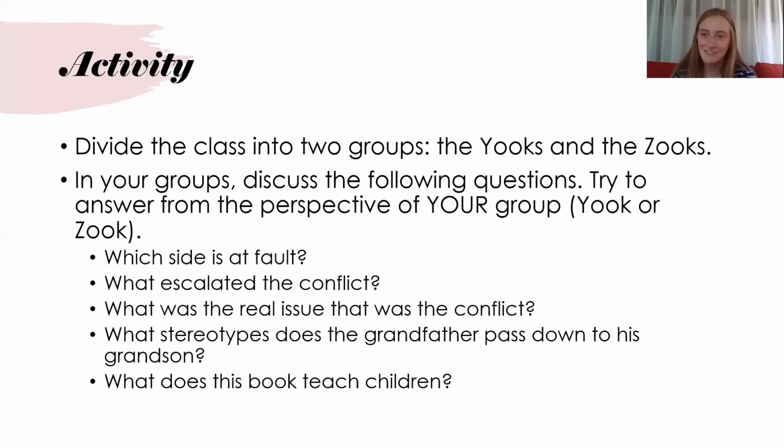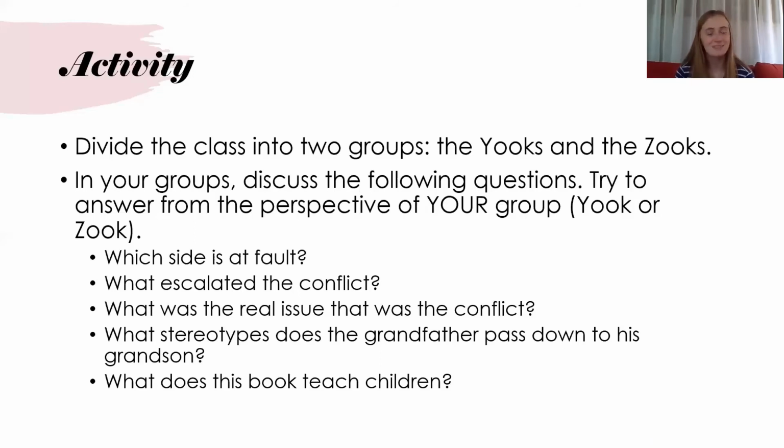Now the activity I have for you guys to do is I want you to divide up into two groups. Whether you just want to part right down the middle or if your teacher wants to divide you up, however you guys want to do that, I'm fine with it. But one group needs to be the Yooks and one needs to be the Zooks. Then in your groups, I want you to discuss the following questions. As you're answering them, try to answer from the perspective of your group. So if your group is identified as the Yooks, then try to answer as if you were a Yook. If you're the Zooks, try to answer as if you were the Zooks.